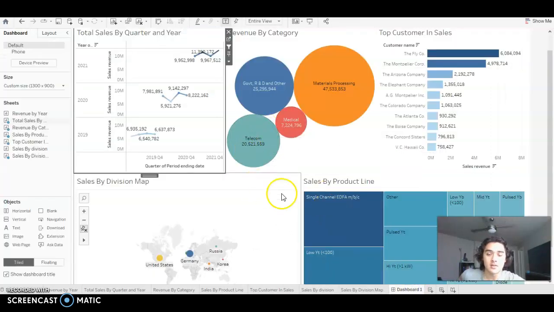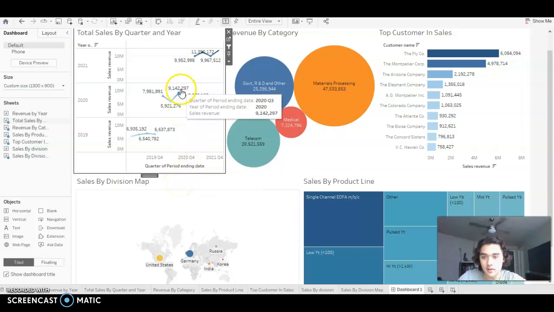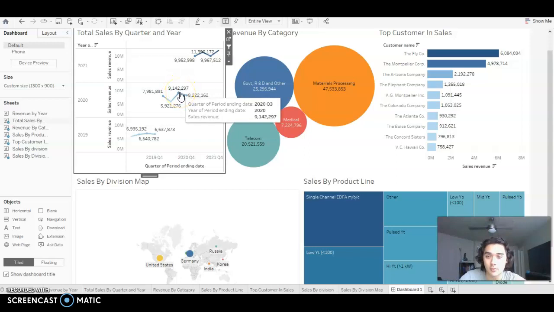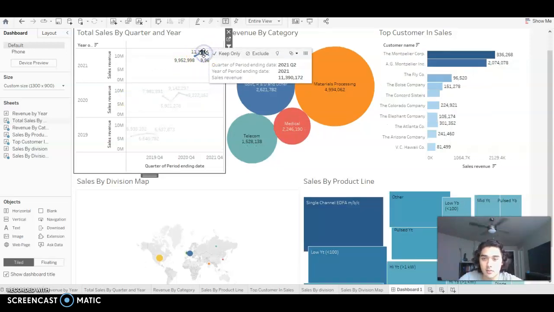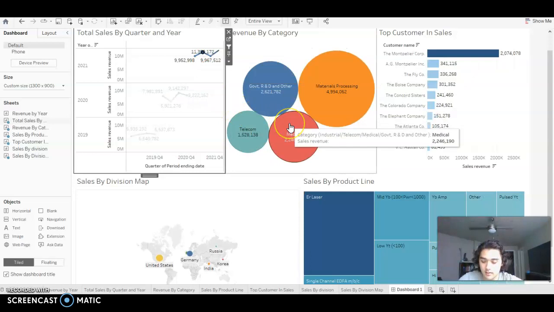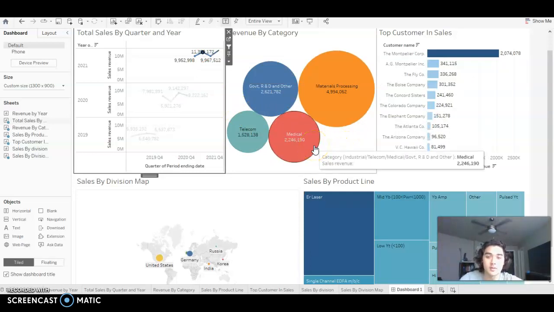Last but not least, here's the interactive dashboard. It's showing you the main graphs that I've already shown you and how they impact one another. So, what were the total sales of the third quarter of 2020? You can see right here is 9,142,297. And then what were the total sales revenue for the second quarter of 2021? Right here, quarter. And you see here that in the second quarter of 2021, it was 2,246,190.